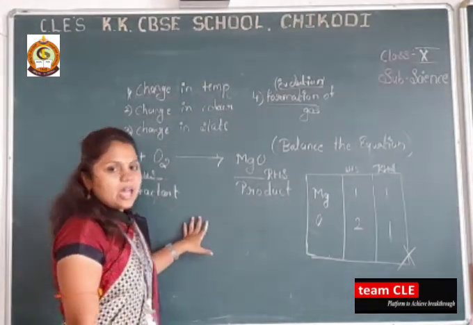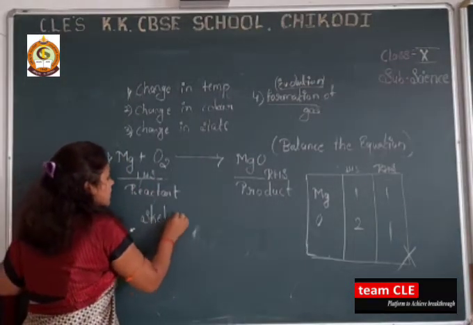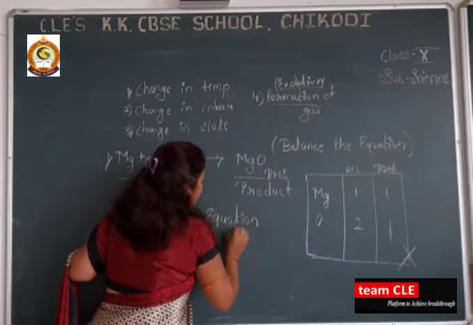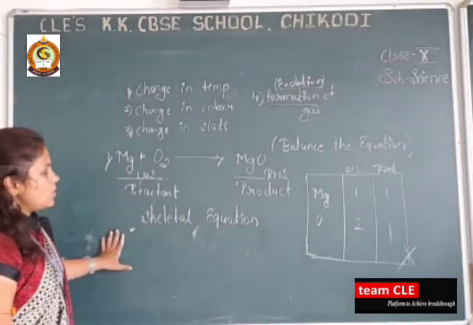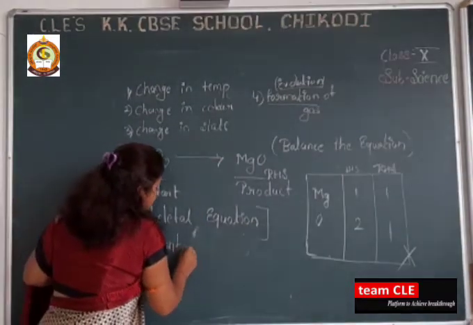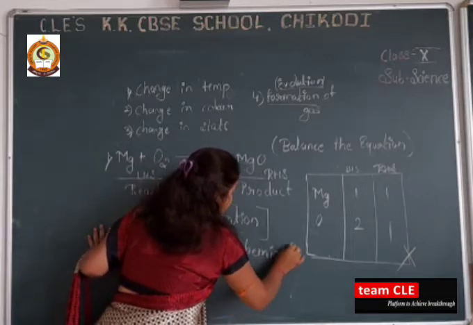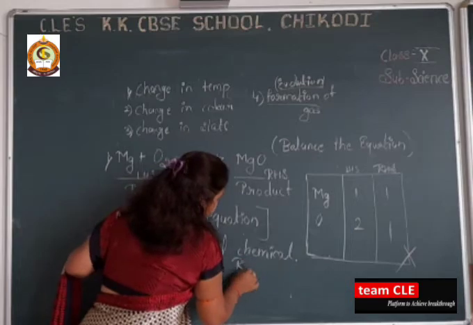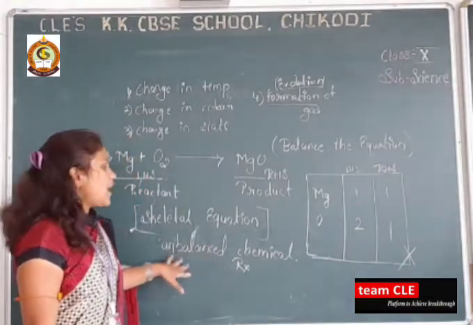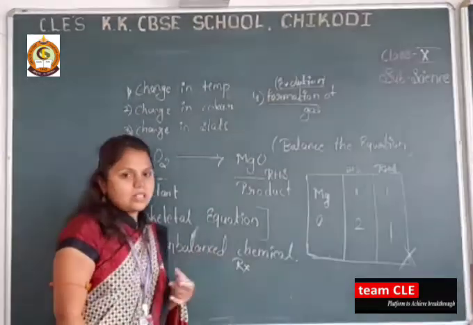Such a type of chemical equation is called a skeletal equation. I hope there is no confusion why I have called it a skeletal equation, because this is the unbalanced chemical reaction. So what is the need for balancing the chemical equation?